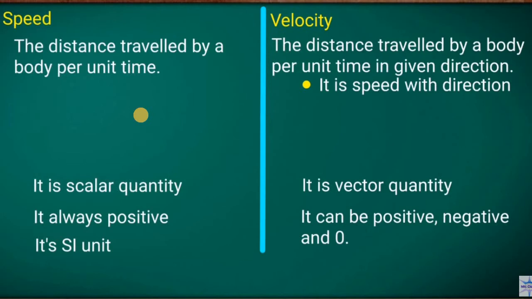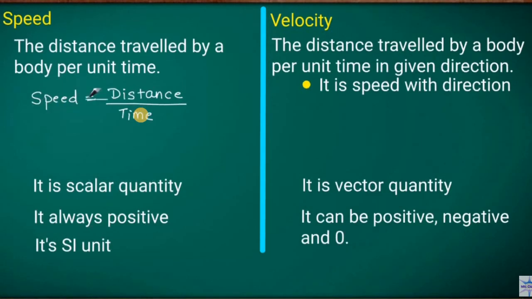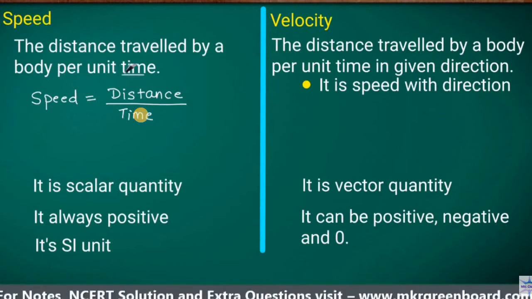For any body or any object, the total distance traveled by the object in a given time, or you can say per unit time, is considered as speed. So the formula of speed you can write down: speed is equal to distance divided by time. It is a scalar quantity.